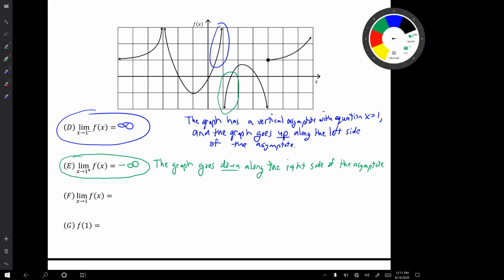Now what about question F? Question F, we say that the limit does not exist because the left and right limits don't match. And finally, question G, f of 1, does not exist because there's no point on the graph at x equals 1.